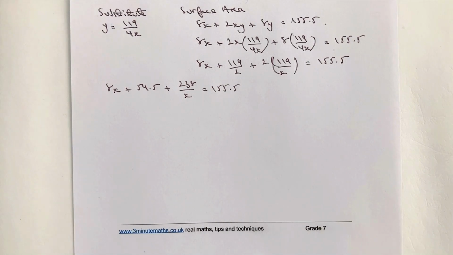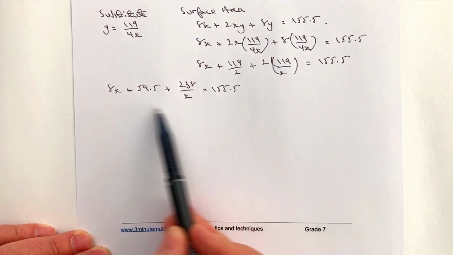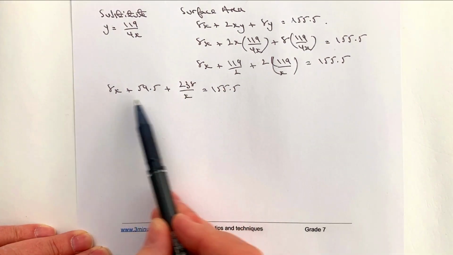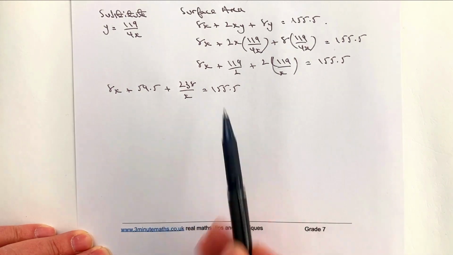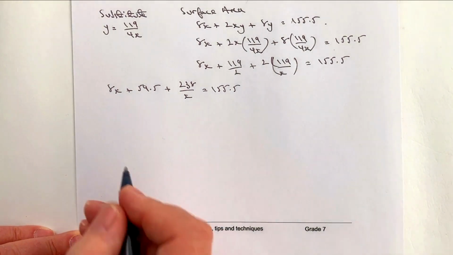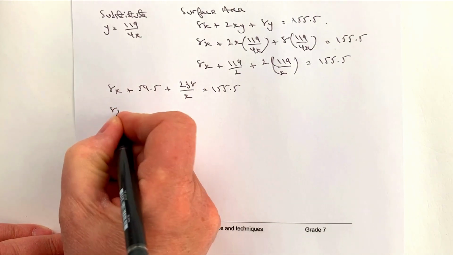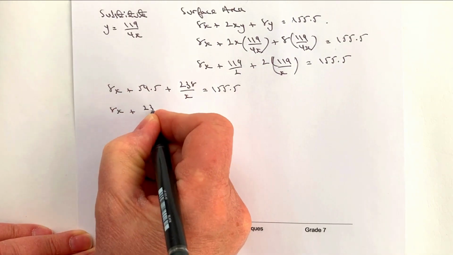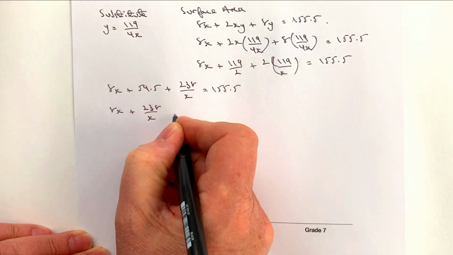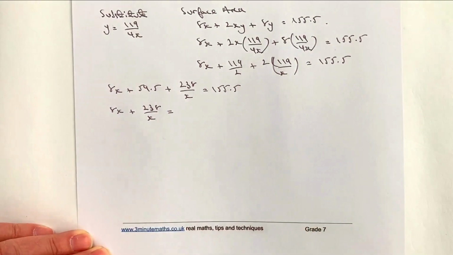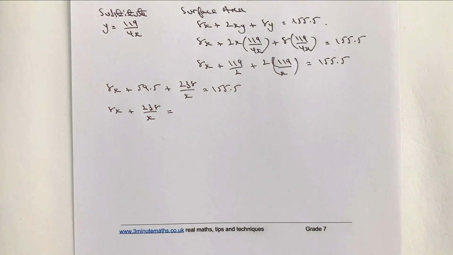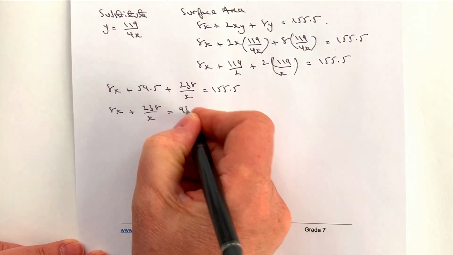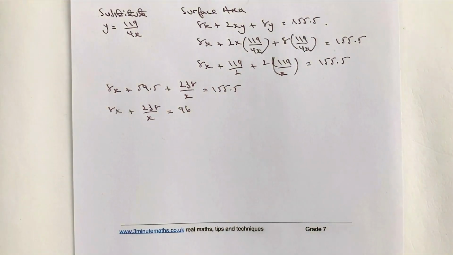Okay, so I'm going to get my terms containing x on one side, and I'm going to get rid of this. I'm going to move it over here. So what I end up with is 8x plus 238 over x equals, now I've got 155 minus 59.5, and that works out at a reasonably comfortable 96. Okay, it makes me feel a little bit better when I see smaller numbers coming through.